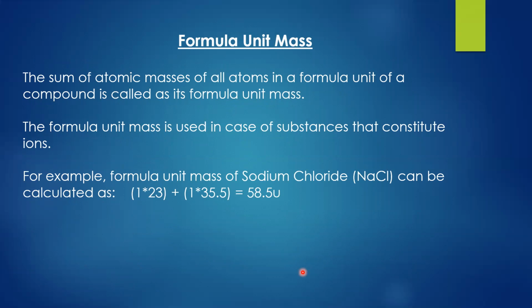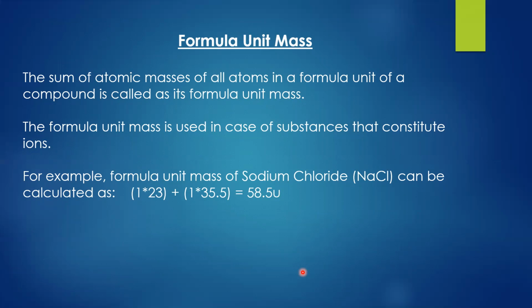Next, formula unit mass. How to calculate the formula unit mass? It is done in a similar way as we have done for the molecular mass. The only difference is the formula unit mass is used in case of substances that constitute ions. For example, sodium chloride, which is an ionic compound.